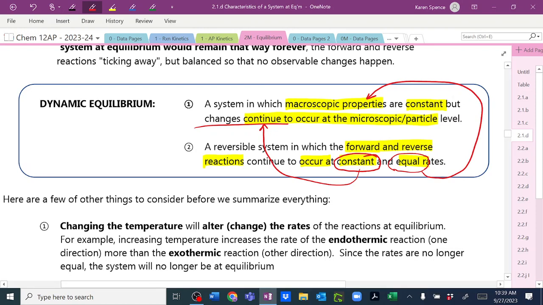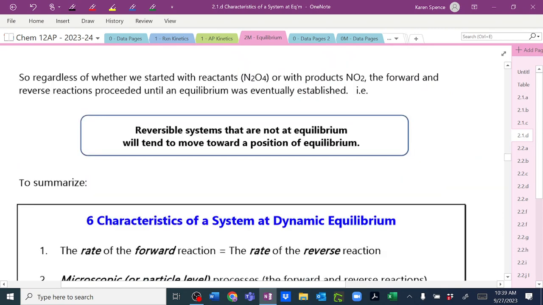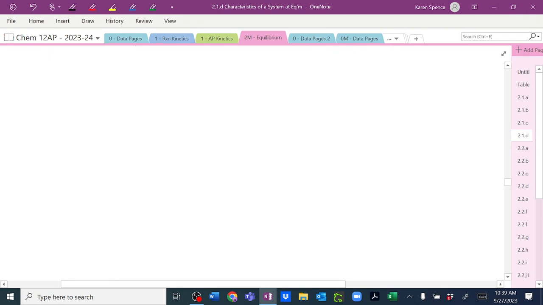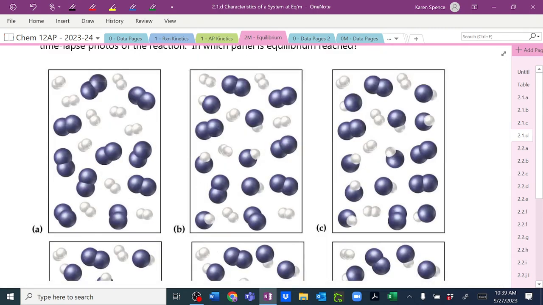Okay. So you would all be able to tell me 6 characteristics of a dynamic equilibrium. Would you? Tell your partner 6 characteristics of a dynamic equilibrium.